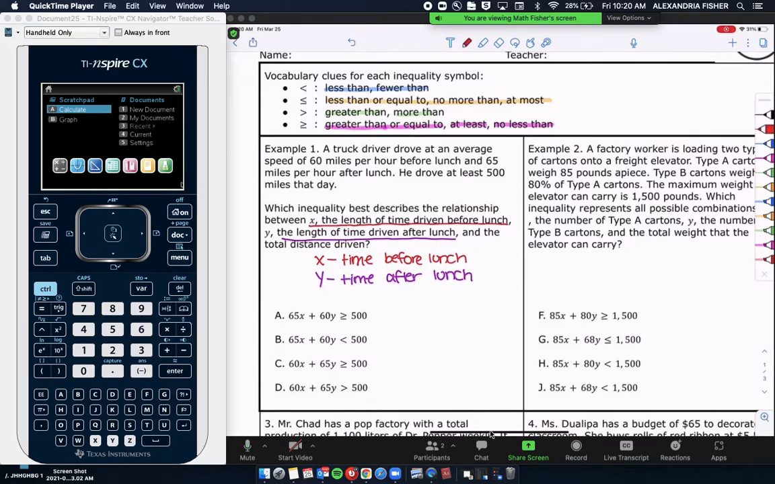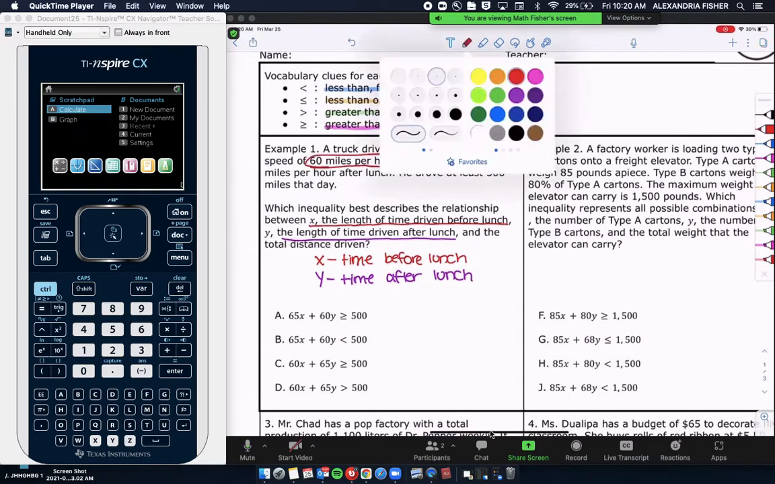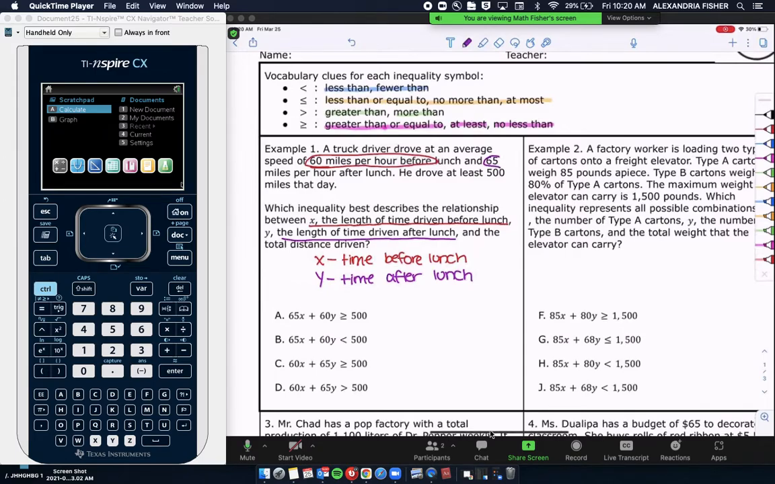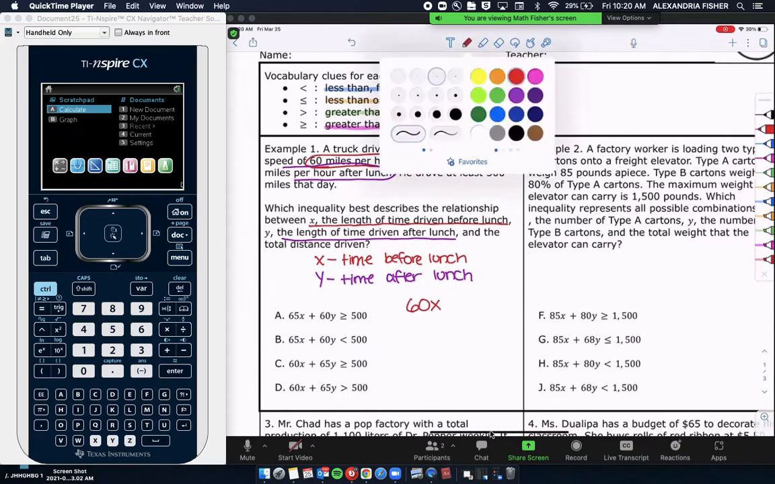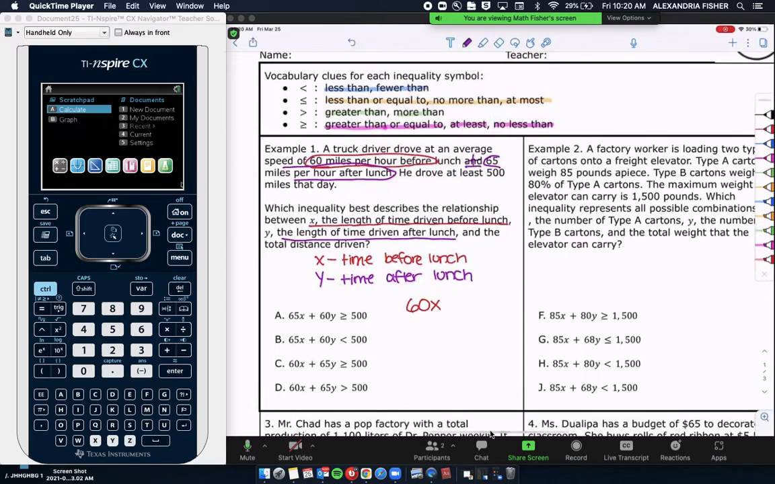So then we're going to look for before lunch. So let's look over here where it says before lunch. A truck driver drove at an average speed of 60 miles per hour before lunch. Okay? Before lunch. So 60 goes with x. And then 65 miles per hour after lunch. So we have 60x plus, because and means plus, 65y. So let's look at this equation and compare it to each one of these.